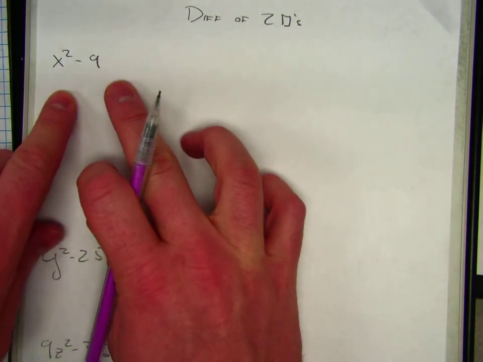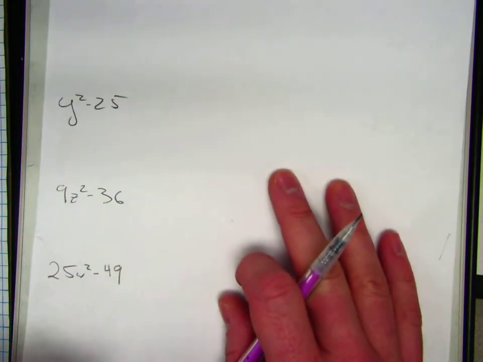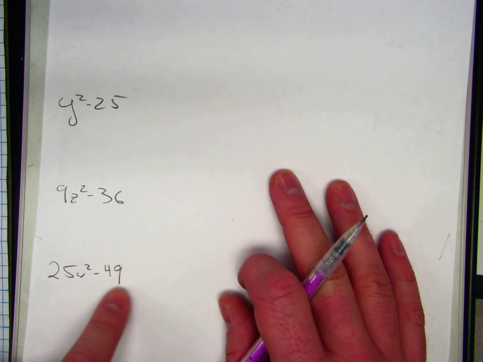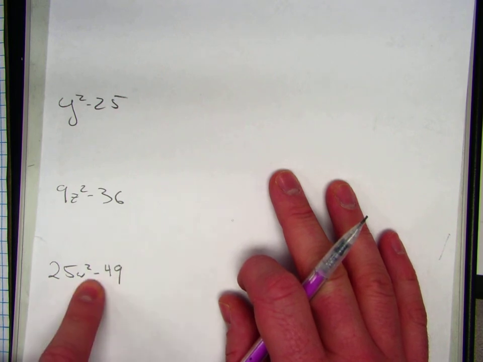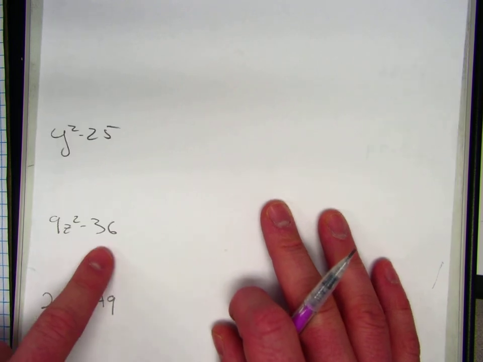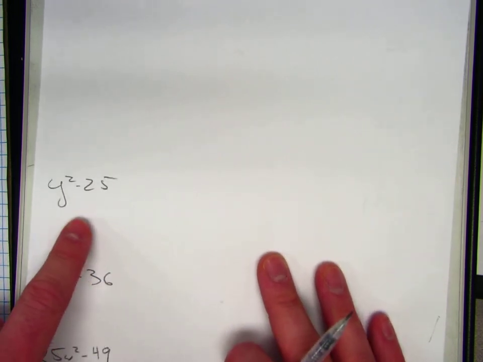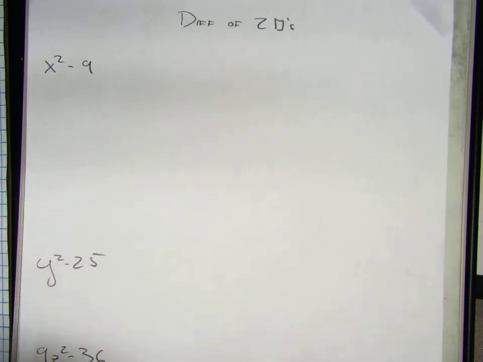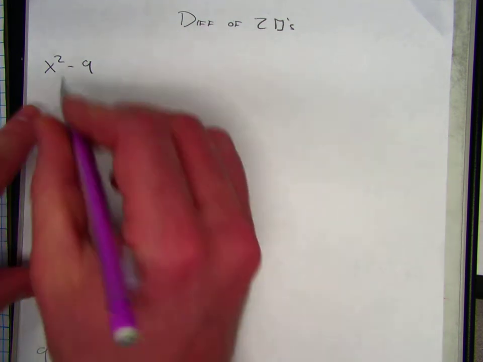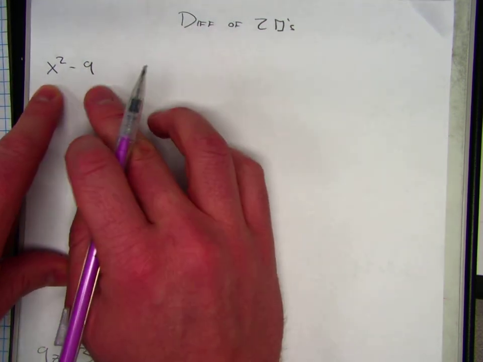And so if you see one that takes a form like this, where it's a square number and a square number, and they're being subtracted, that's the difference of two squares. And these types of problems have a certain pattern in factoring so that we don't have to do our full box method every time. And so let me look at this for example.